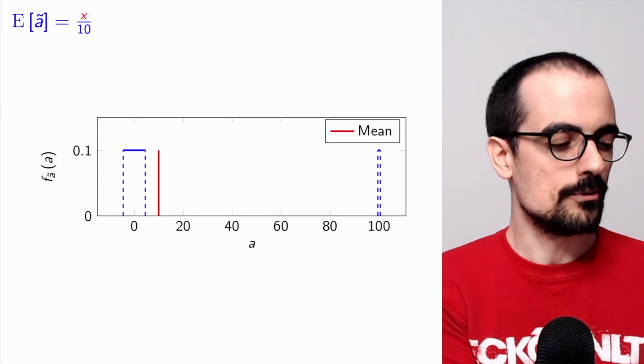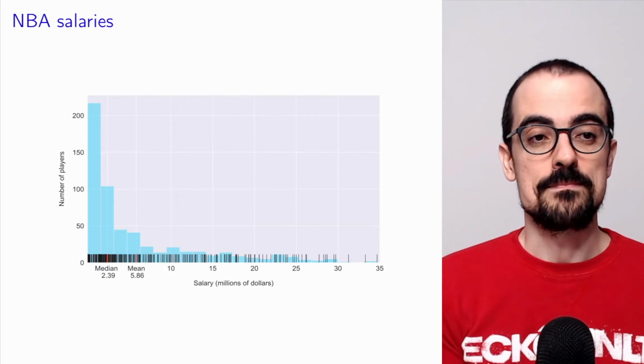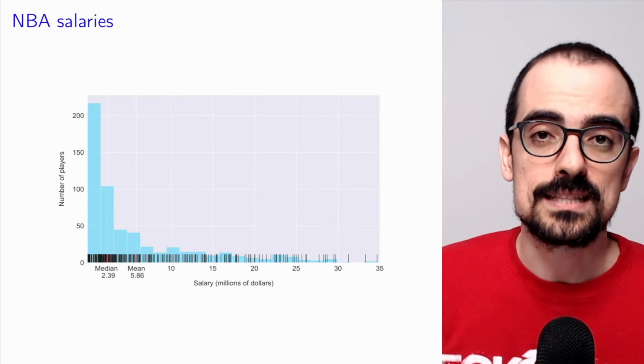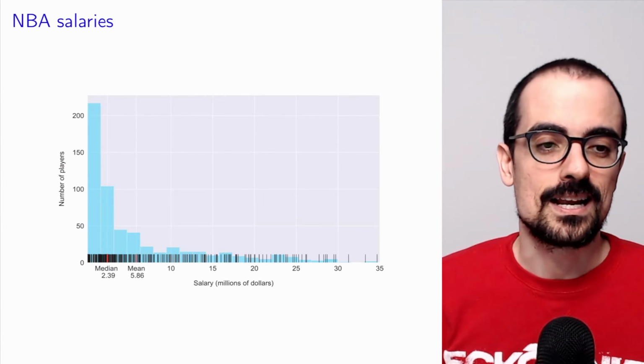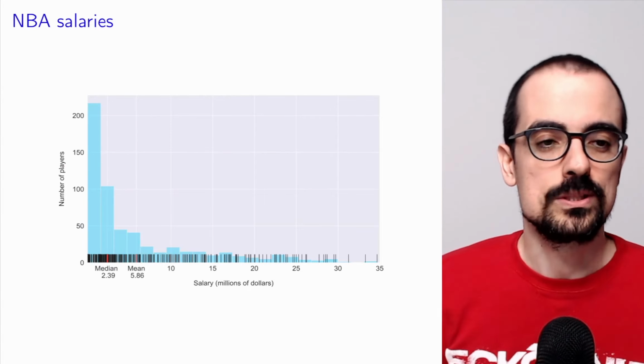In contrast, if we use the median, it is equal to 0.5 no matter where this guy goes, because we always have 50% of the probability here. Okay, no matter how large x becomes. So in situations where we have extreme values that distort the mean, the median is a very useful substitute. In the case of the MBA salaries, it's probably better to represent a typical salary as a median salary, which is $2.39 million, as opposed to the mean, which is $5.86 million. So more than double.